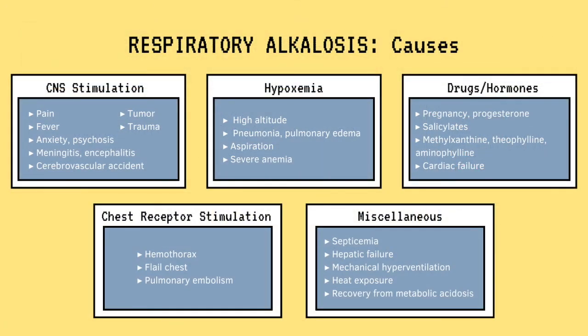The following are the common causes of respiratory alkalosis, which may be due to CNS stimulation, hypoxemia, drugs or hormones, and chest receptor stimulation. For drugs or hormones, salicylates are the most common cause of drug-induced respiratory alkalosis, with direct stimulation of the medullary chemoreceptor. Progesterone leads to an increase in ventilation with lowering of partial carbon dioxide. Methylxanthine, theophylline, and aminophylline stimulate ventilation. This disorder may also be seen in hepatic failure with liver insufficiency.